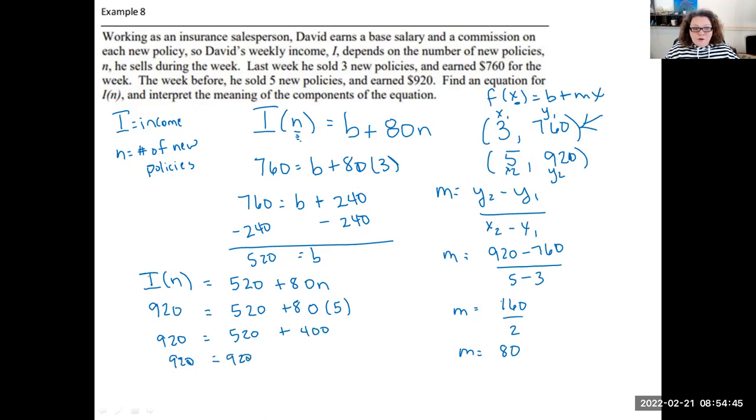So the function works. So this is our function for David's income. His income based on the number of new policies equals $520 base salary plus $80 for every new policy he sells. Your turn.